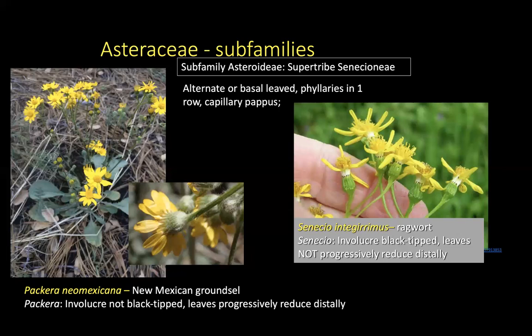How to tell these two genera apart. In Packera, the involucre tips are not black, whereas here you can see in true Senecio, they are black.